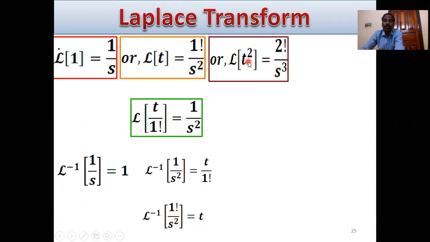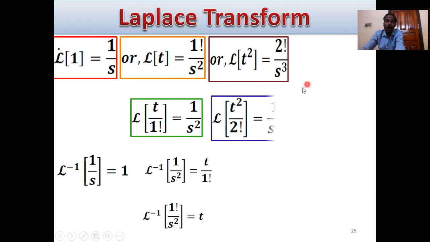Again, the Laplace transform of t square equals factorial 2 by s cube, or the Laplace transform of t square by factorial 2 equals 1 by s cube, or the inverse Laplace transform of 1 by s cube.